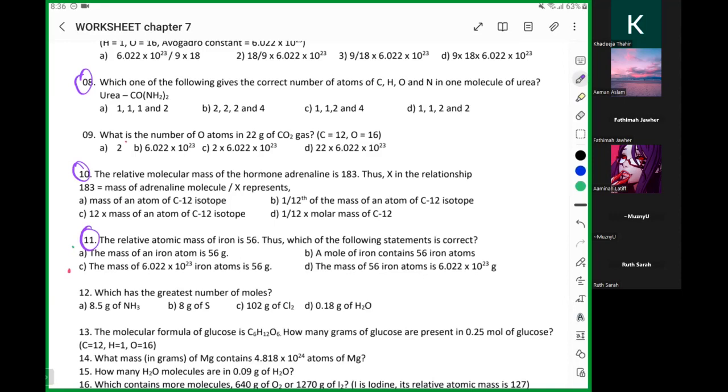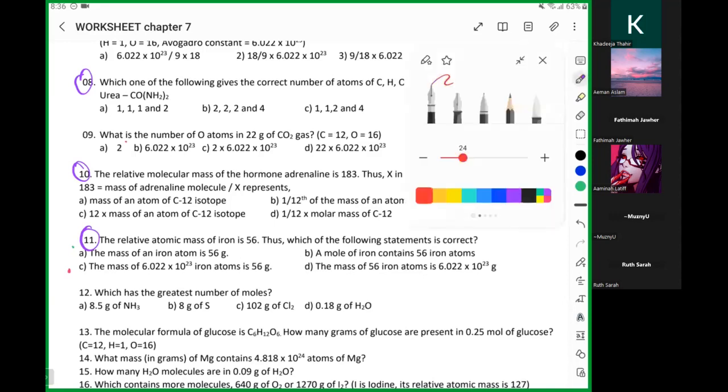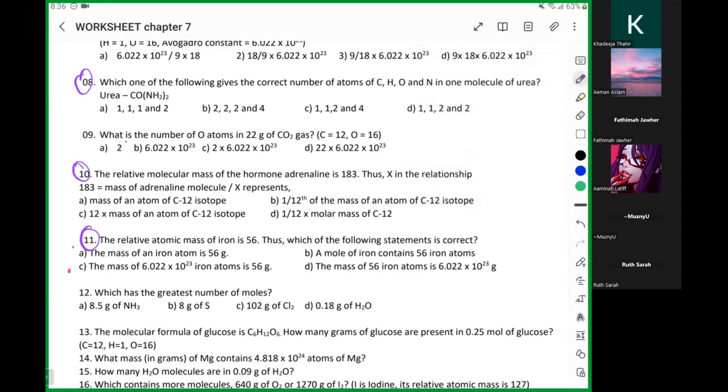Right. Question number 8 says, which one of the following gives the correct number of atoms of carbon, hydrogen, oxygen, and nitrogen in one molecule of urea? And the formula is given to you as CO(NH2) within brackets, and another 2 outside the brackets, CO(NH2)2. So can you drop your answers to the chat box?